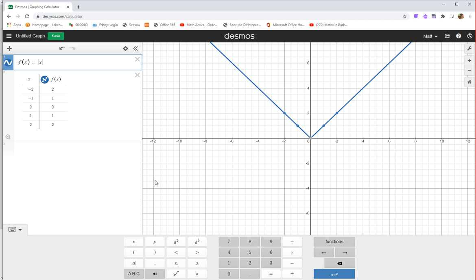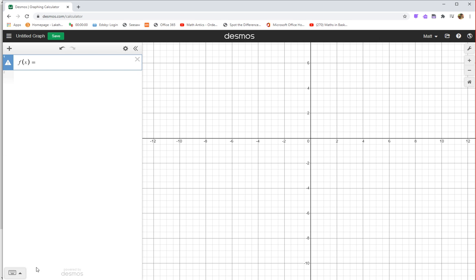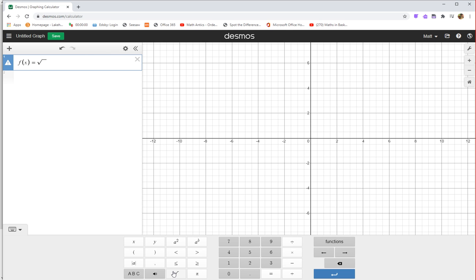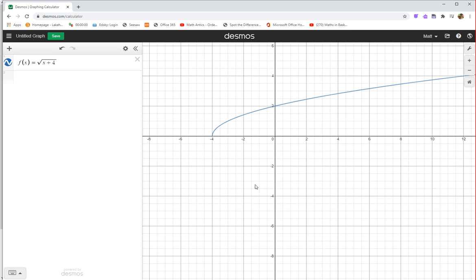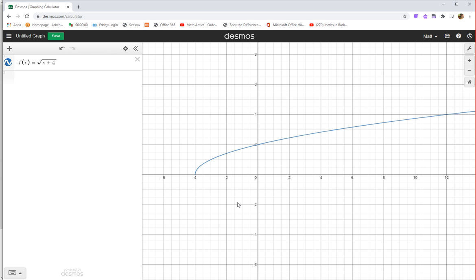Let's go to Desmos and see what that looks like. So we're going to have our square root function, and we're going to say x plus 4. So here's what it looks like. Now what would you say about the domain, the possible x values? Looks like you can't have anything left of -4. But anything bigger than -4 is a go. It also looks like for y values, you can't have anything less than 0, but anything greater than 0 is good.